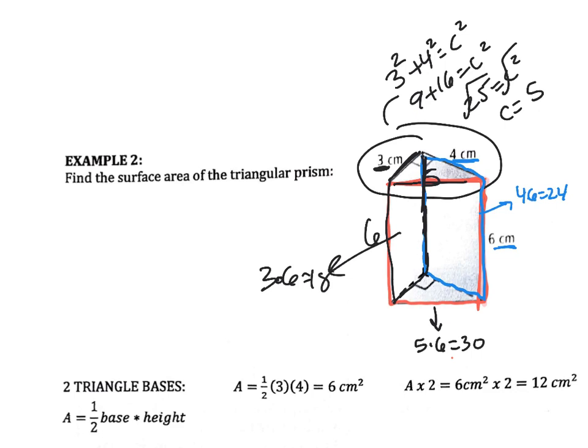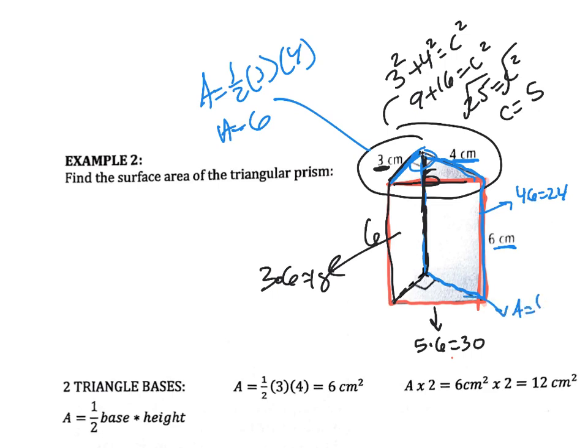And now we deal with the triangle. So for our top triangle, remember the base and height have to be the perpendicular sides. So we're dealing with 3 and 4. So area equals 1/2 the base times the height, which gives us 6. And then it's the same for our bottom triangle. 1/2 base times height, which gives us 6.